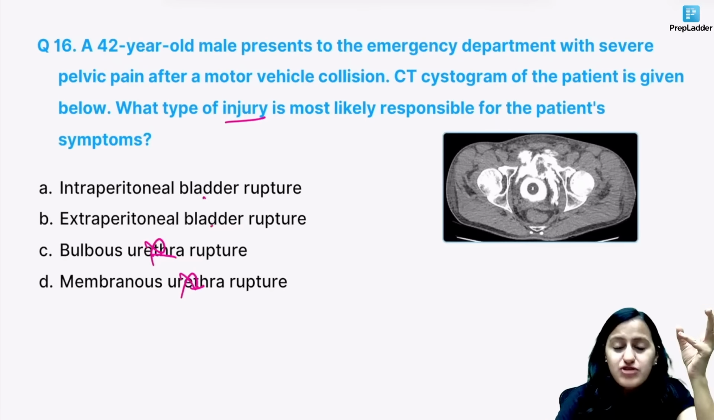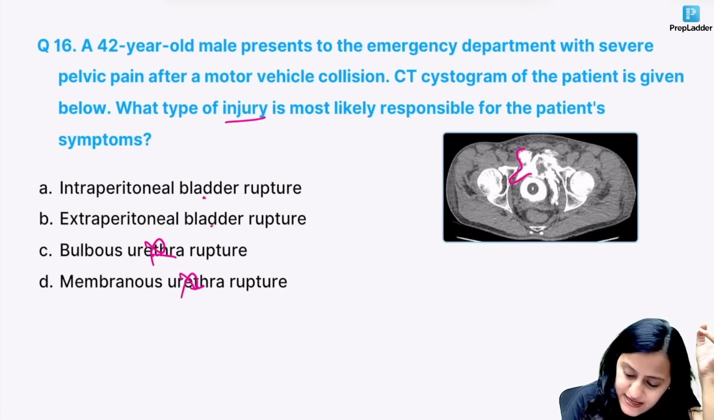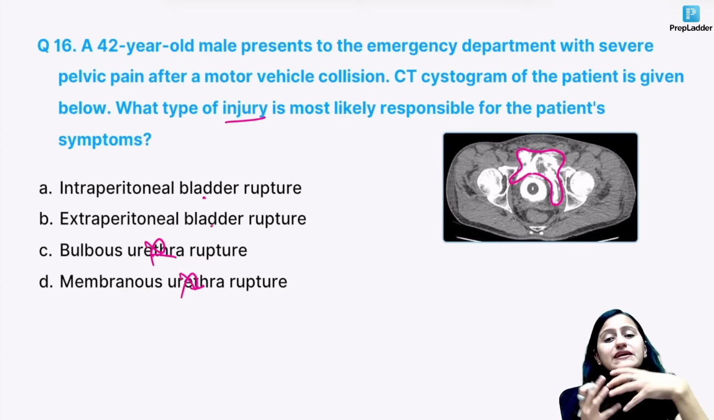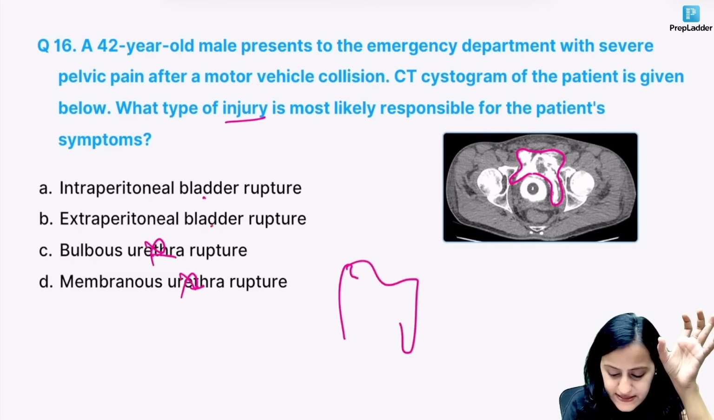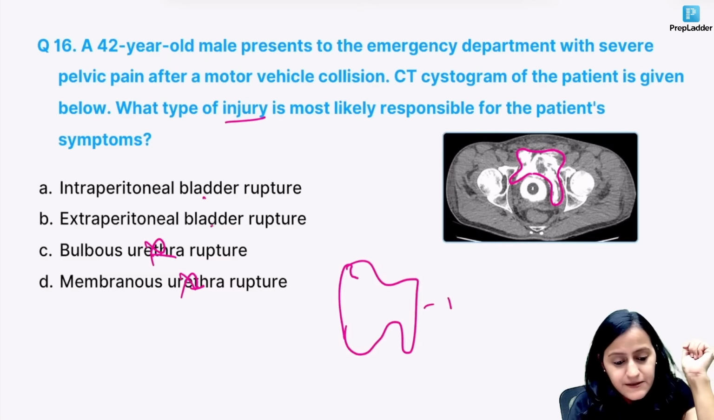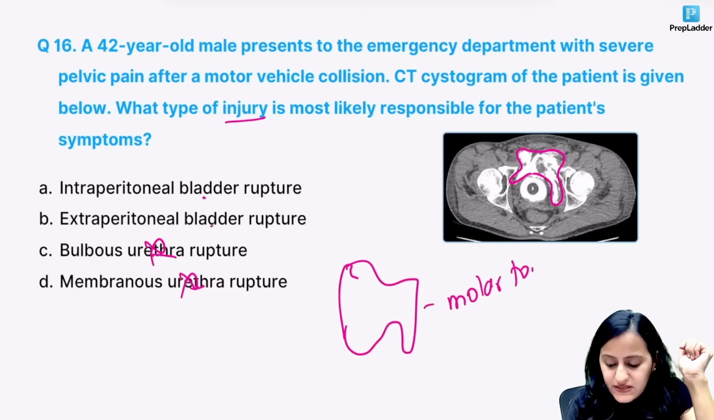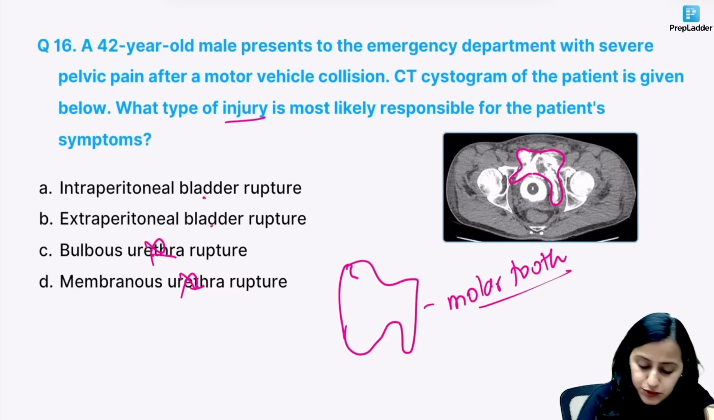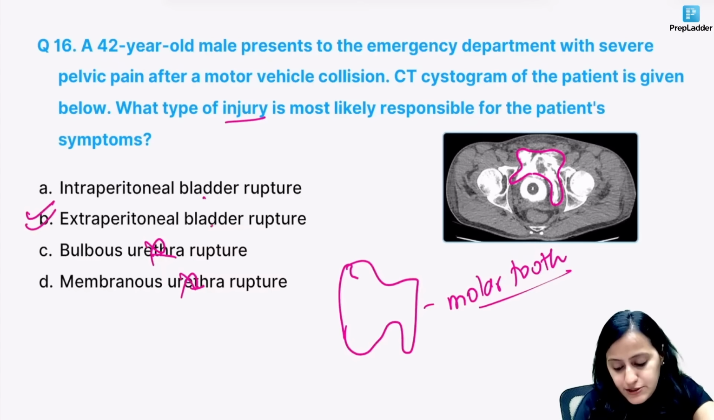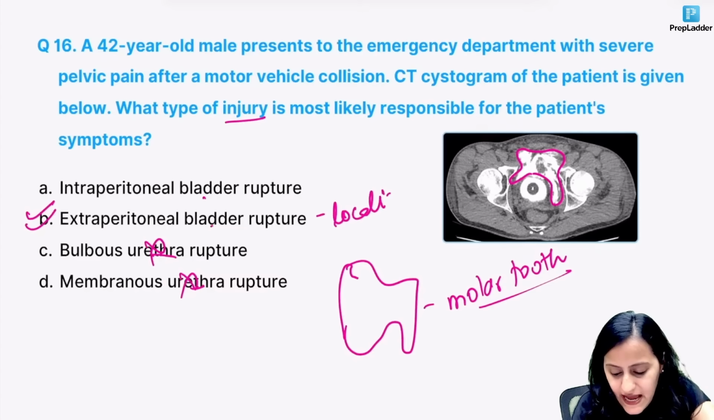Now look at the bladder rupture. Look at the contrast accumulating. The contrast is accumulating surrounding the bladder in a very localized area. What is this appearance called? Like the molar tooth appearance. It is just accumulating around the bladder in the space of Retzius like a molar tooth. That is extraperitoneal, localized accumulation.